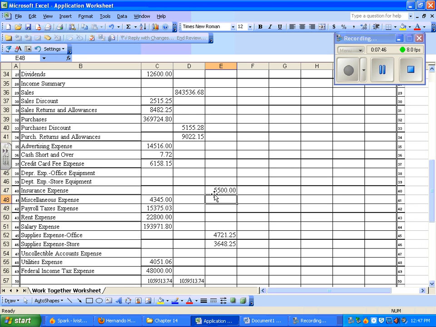And that is the end of application 14.2, but keep your worksheet because we are going to use it to finish up applications 14.3 through 14.6.